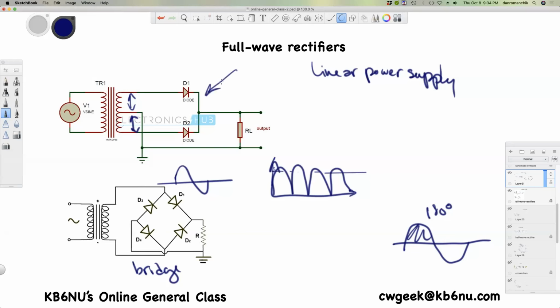Why they don't ask any questions about bridge rectifiers, I don't know, because like I say, they're much more popular these days. In fact, you can get packages with 4 diodes in it, and it's just got the 4 connections on it.